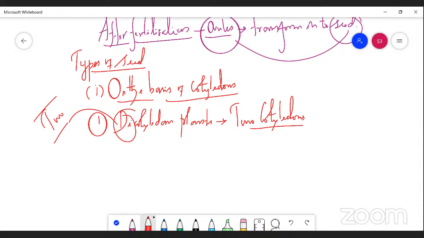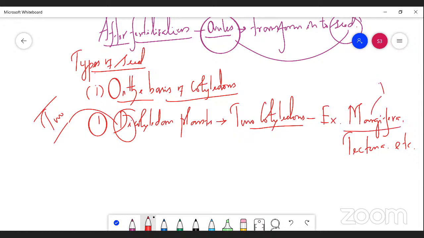What are the examples of dicot plants? Mangifera, then Tectona. There are a number of species. Do you know what Mangifera is? It is the binomial name of mango. What is Tectona? The full name is Tectona grandis. This is the binomial name of teak.